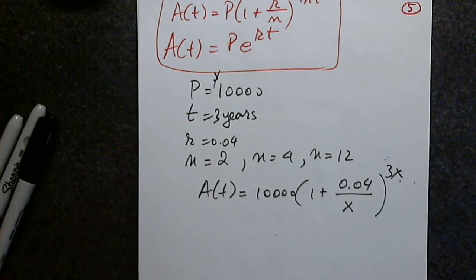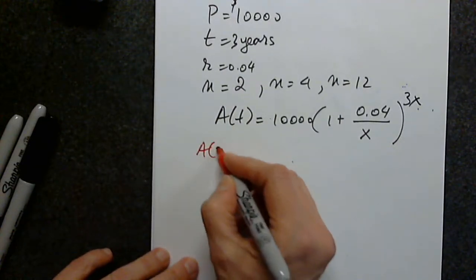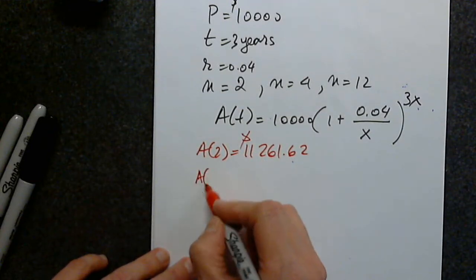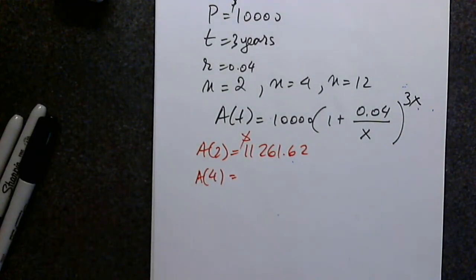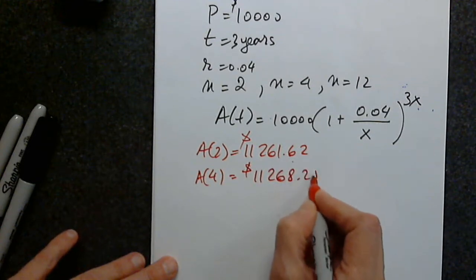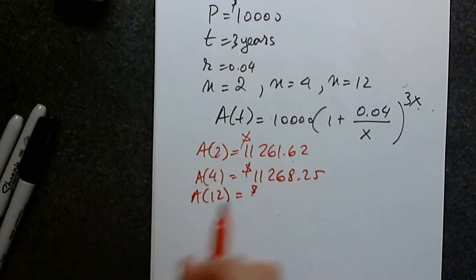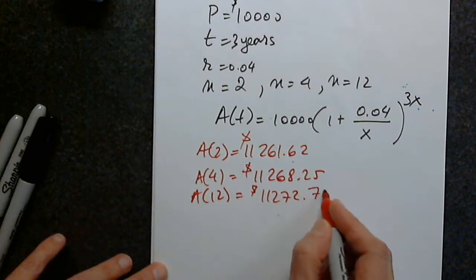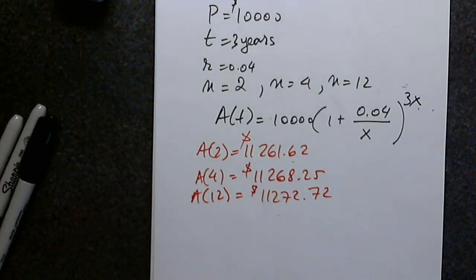It's up to you. So A of 2 is 11261.62. A of 4, I'll scroll down to get the cents, is 11268.25. And the last one, A of 12, you have to scroll down in the right column, 11272.72.